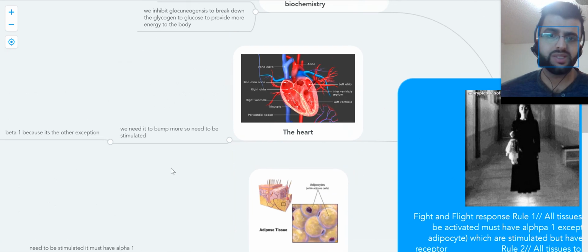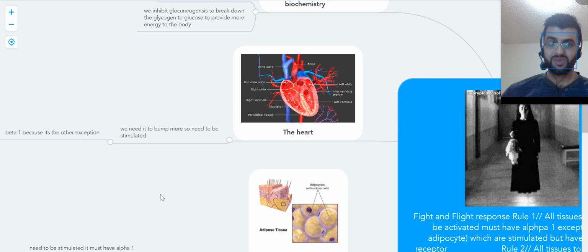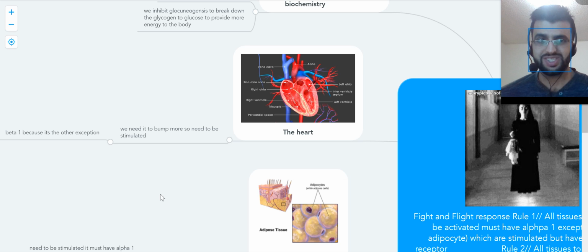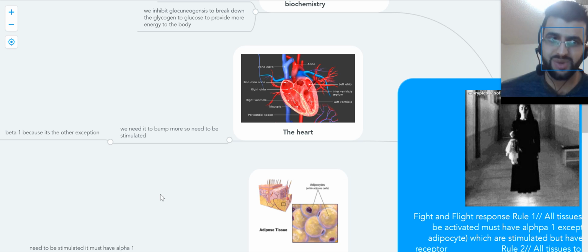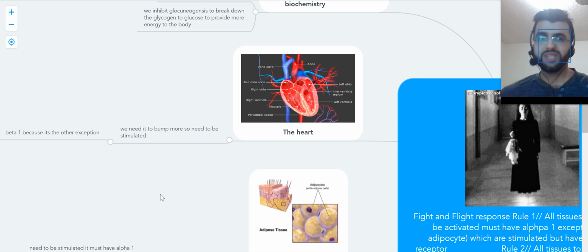And the heart is the last one. The heart, what do you think? What do you think I should do with the heart? Do I want it to pump faster or pump slower? Correct. I want it to pump faster because this is a very urgent situation. I need my heart to help me out. So in order to pump faster, I need to activate it. And rule number 1 says all tissues that need to be activated must have alpha 1, except heart and adipocyte that have beta 1. So the heart has beta 1 receptor.